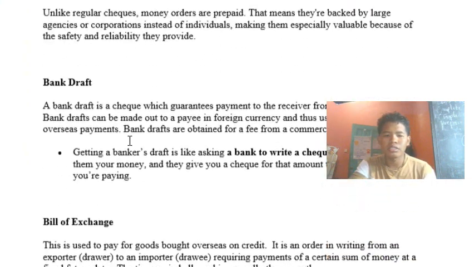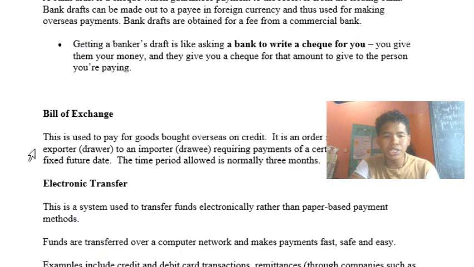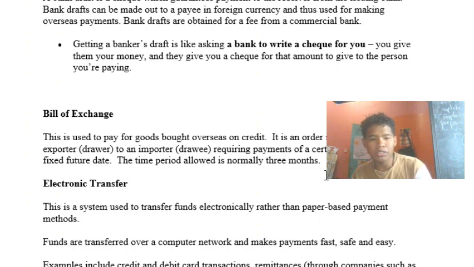Let's look at a bill of exchange. This is used to pay for goods bought overseas on credit. It is an order in writing from an exporter, the drawer, to an importer, the drawee, requesting payment of a certain sum of money at a fixed future date. The time period allowed is normally 3 months.